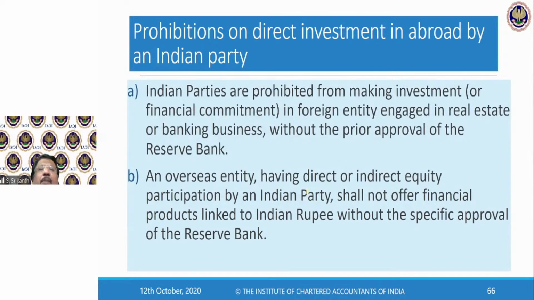Indian parties are prohibited from making investment or financial commitment in a foreign entity engaged in real estate or banking business without the approval of RBI. So if you want to do it, you get RBI approval. Okay, an overseas entity having direct or indirect equity participation by an Indian party shall not offer financial products linked to Indian rupee without specific approval. That is, you cannot take your money outside India and then bring it back to India as a financial product. If you want to do that, go through the RBI route. Not only the Reserve Bank, our friend SEBI will also come in. The minute you get into the market, SEBI also will come in.